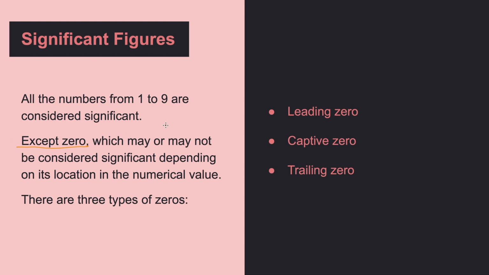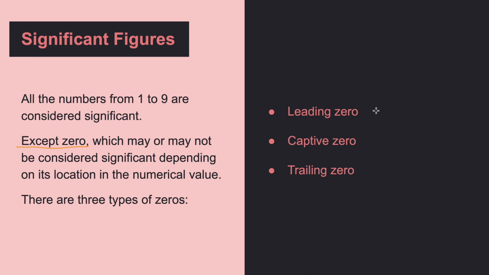Except 0. So 0 may or may not be significant, and this totally depends on its position in the numerical value. Based on its location, zero is divided into three types, which are based on its position in the numerical value: leading zero, captive zero, and trailing zero.